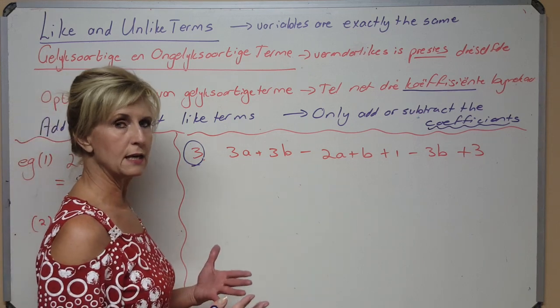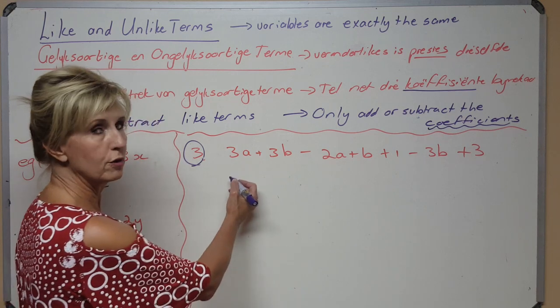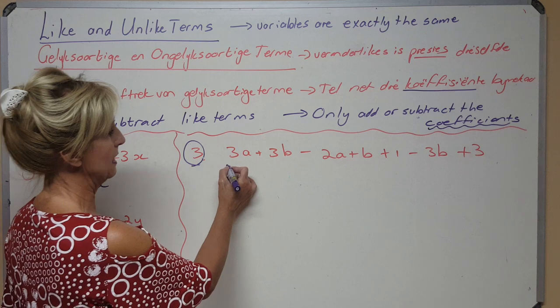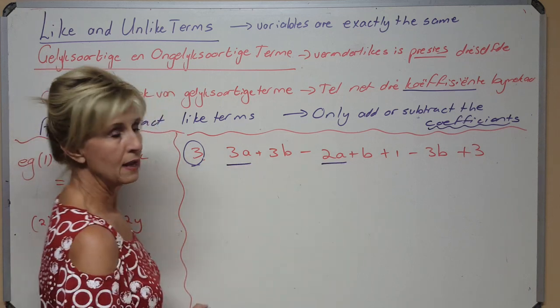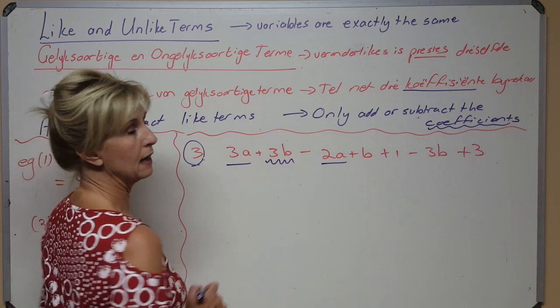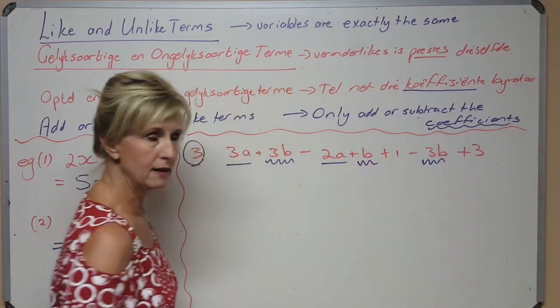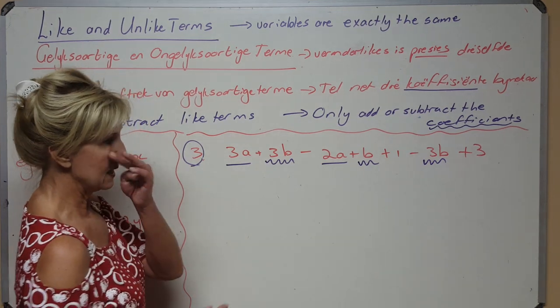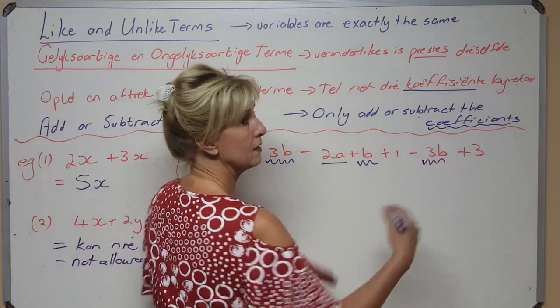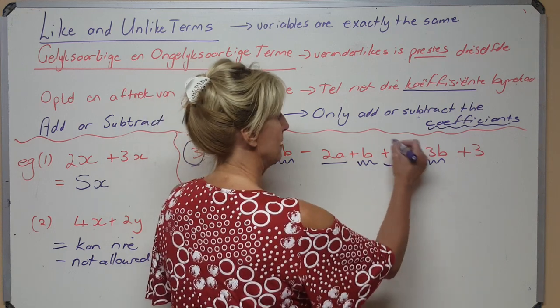So you've got to get a technique together, either with a highlight pen, or like I'm going to do on the board, I'm going to underline them and say, well, the A's are the same. Then there are ones that have B's. I'm going to maybe make a squiggly line, and a squiggly line, and a squiggly line. And then the others that are the same are the plus 1 and plus 3. They don't have variables. They're called constants. Those are the same as well.